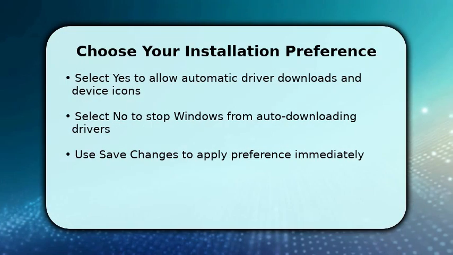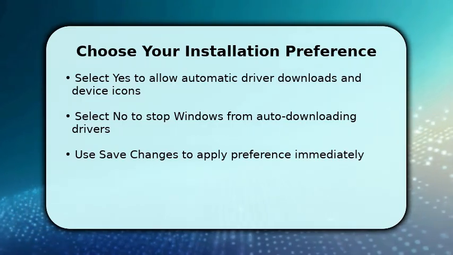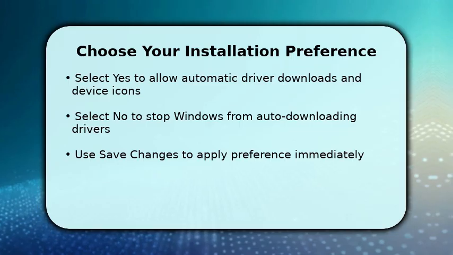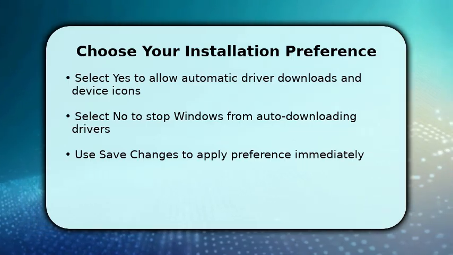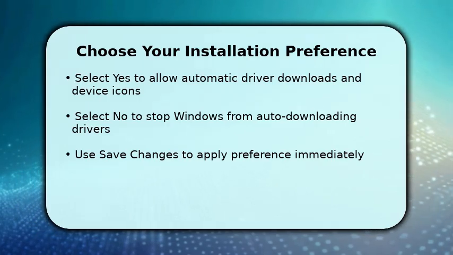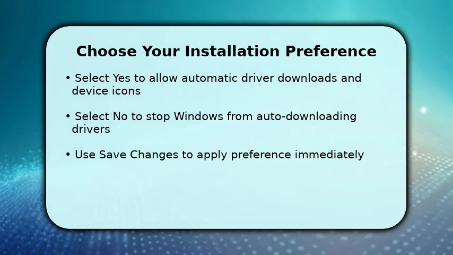When the Device Installation Settings dialog opens, you'll see an option to let Windows automatically download manufacturer's apps and custom icons. Select Yes to allow automatic driver downloads. If you need to control drivers manually, choose No to prevent automatic downloads. Once you make your selection, click Save Changes.